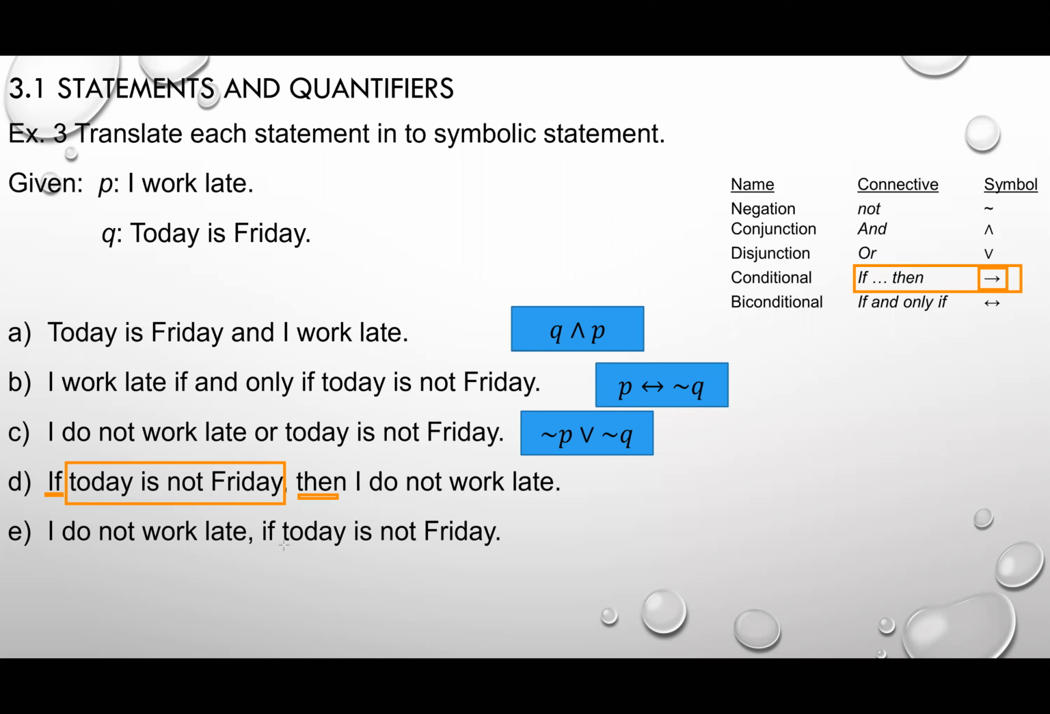So anything following the word if, which is right here, is today is not Friday. Anything following the word if, that is the first letter you need to write. So in this case, what is related to Friday? Well, Friday is my Q.